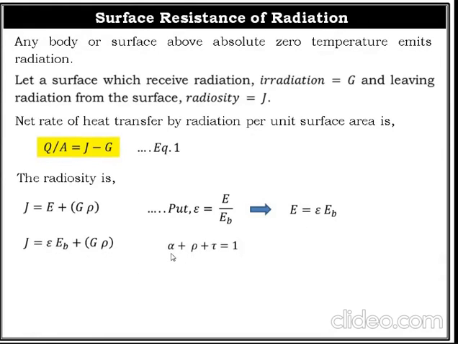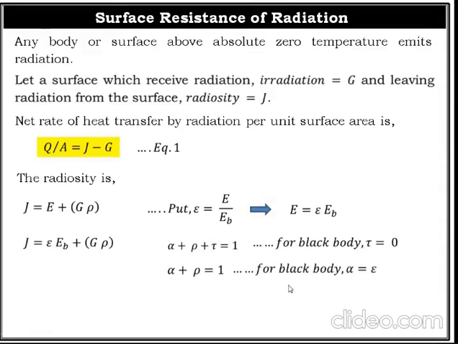Now we know that absorptivity, reflectivity, and transmissivity, if we combine these, it will become 1. So for a black body, transmissivity is 0, so this tau will be 0. So we remain with only alpha and rho. Now again for a black body, the absorptivity of any black body is always equal to its emissivity. So we can replace absorptivity by its value, emissivity. So our equation becomes emissivity plus reflectivity is equal to 1.